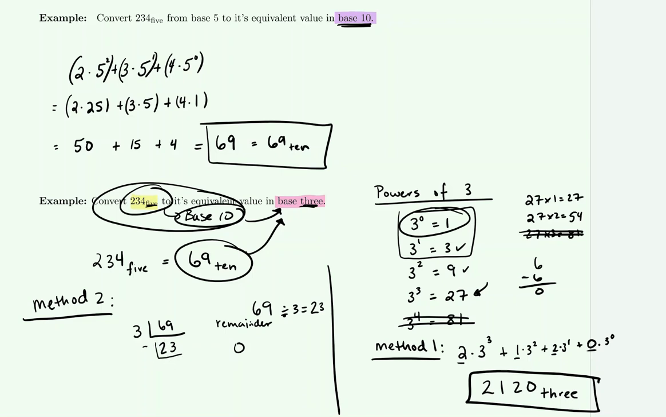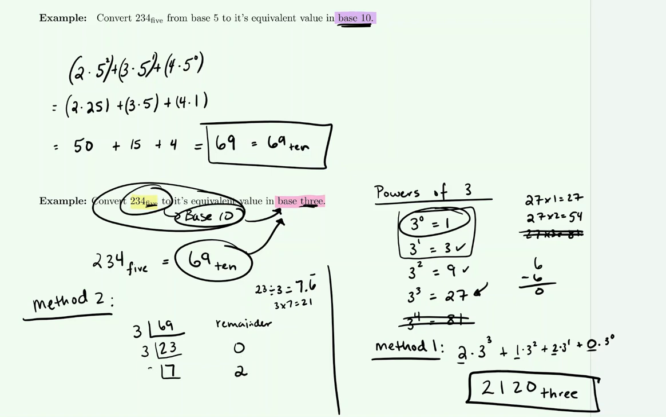So we keep going. 3 divides into 23 7.6 repeating. So we know it divides perfectly 7 times. And let's see exactly what the remainder would be. 3 times 7 is 21. So we have 21. We want to get to 23. So the remainder would be 2.